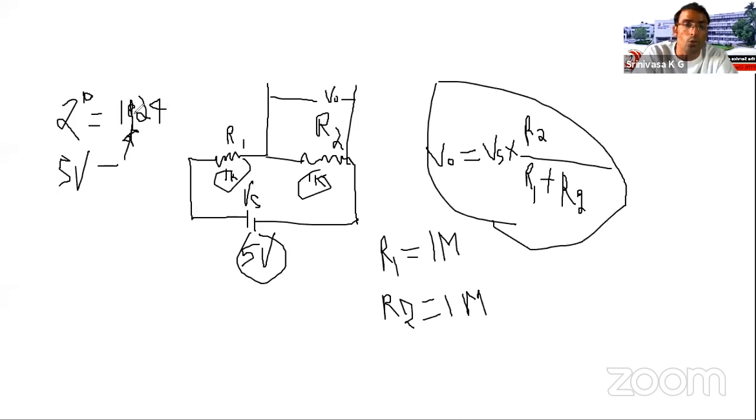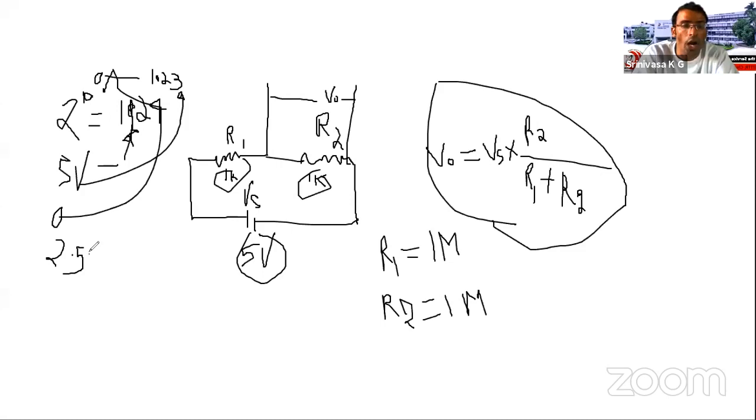1024, sorry, 1023, because it will start counting from 0 to 1023. So you will get 1023 at the output. Meaning if we are supplying 5 volt, Arduino will read 1023. If you are supplying 0 volt, you will get 0 at the output. If you are giving 2.5 volt, how much output will you get?